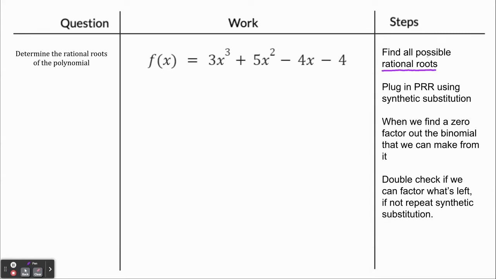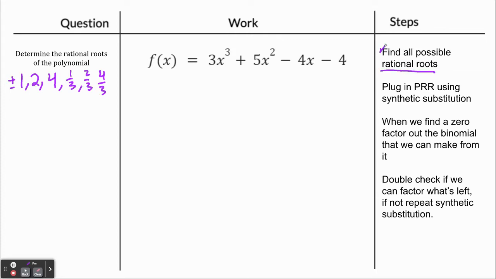When we look at this, possible rational roots are the factors of the constant, so plus or minus 1, 2, and 4, over the factors of the leading coefficient, which is 1 or 3. So all of my possible rational roots here are plus or minus 1 over 1, 2 over 1, 4 over 1, then 1 over 3, 2 over 3, and 4 over 3. Those are all my possible rational roots.